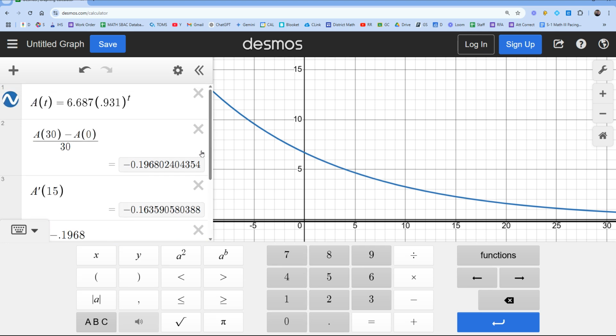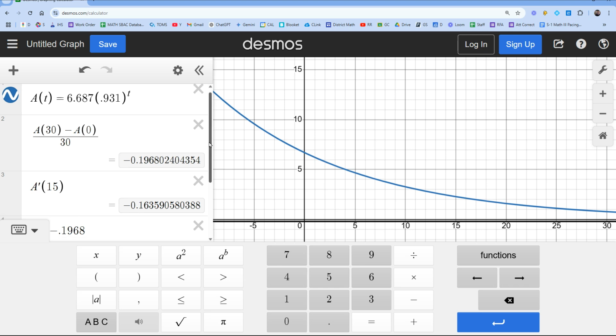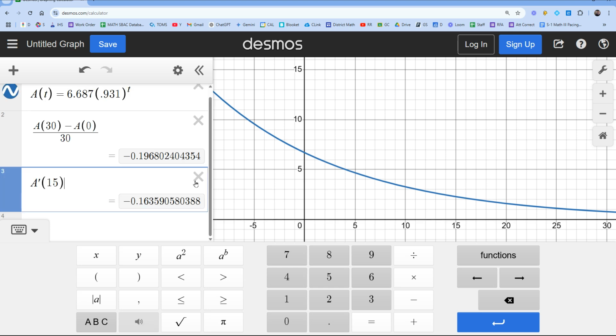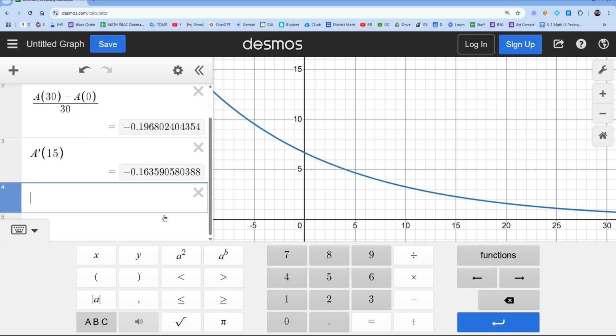Right here. No, that's the average rate of change. That's what I was doing wrong. Let's try this again. So we actually haven't put in the average value yet. That's what I was doing wrong. So let's do that first.